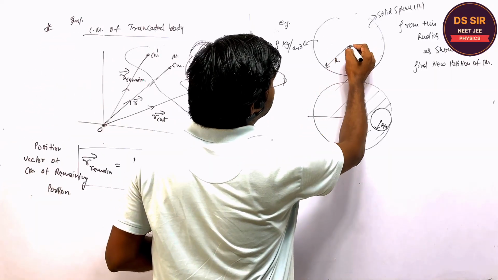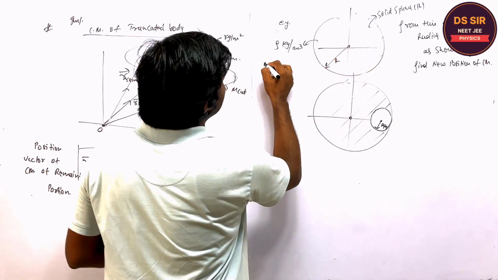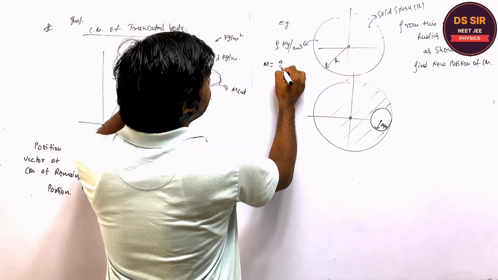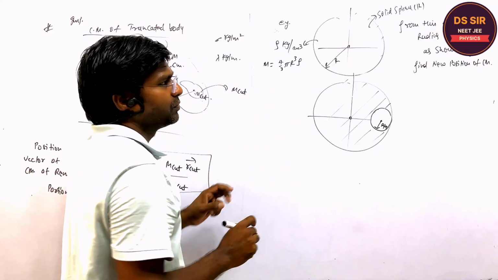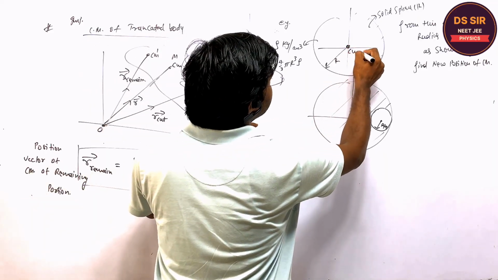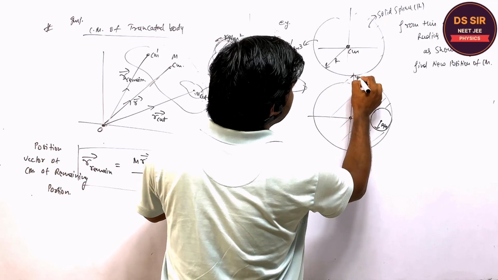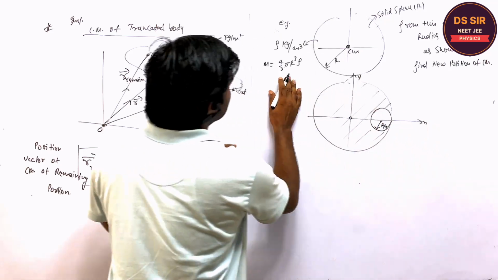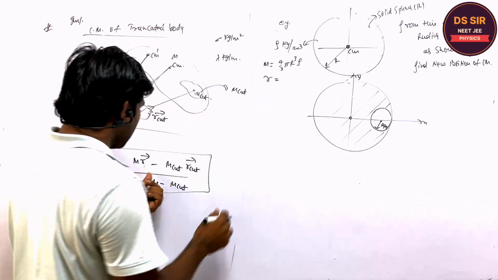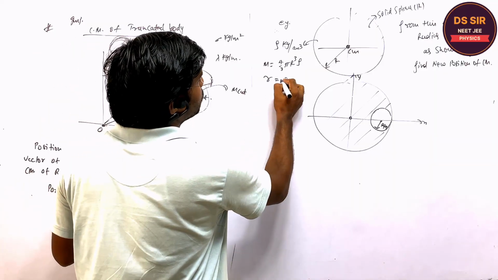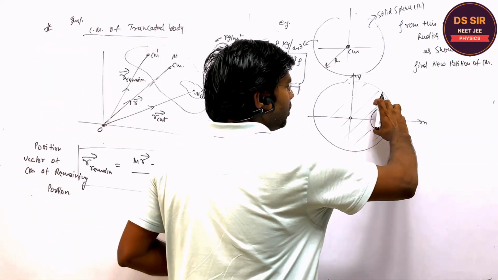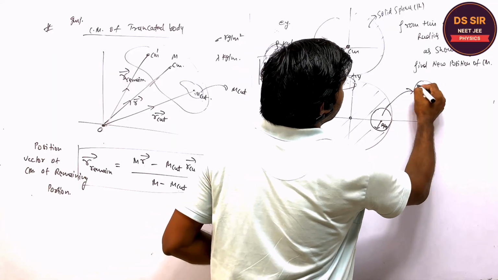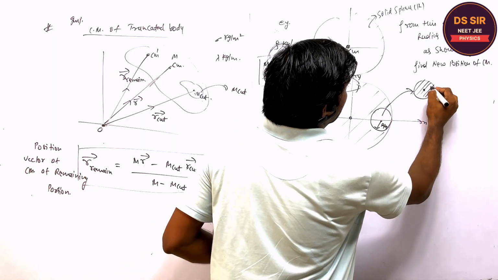So before cut, the mass was m. So m was what? 4 upon 3 pi r cube into rho. Is it clear or not? You tell. And before cut, the center of mass is at the origin. If I assume this is the y-axis, this is the x-axis, what is the r vector before cut? It is 0. Is it clear or not? Right. This is the sphere. It is cut out from the solid body. What is the m cut?